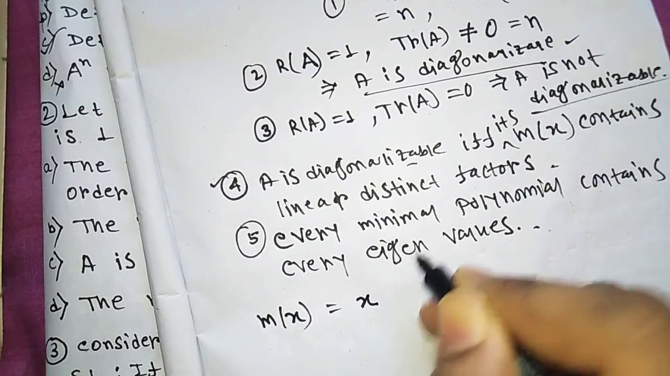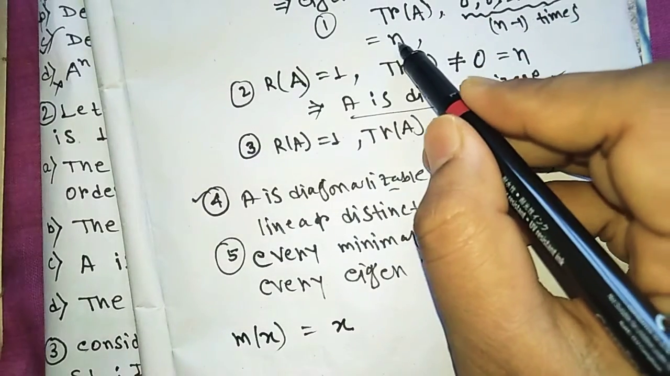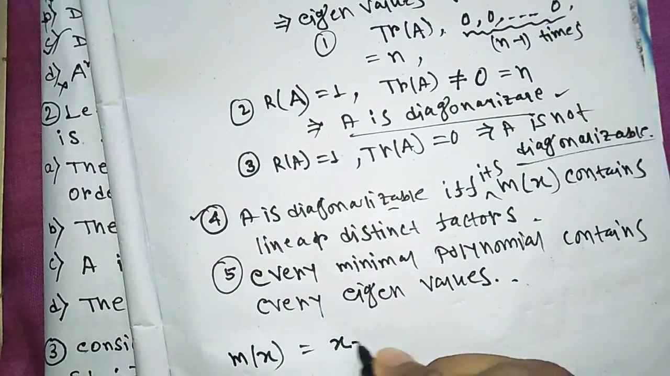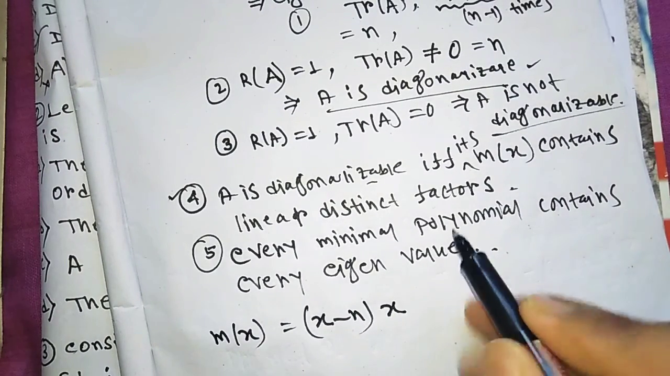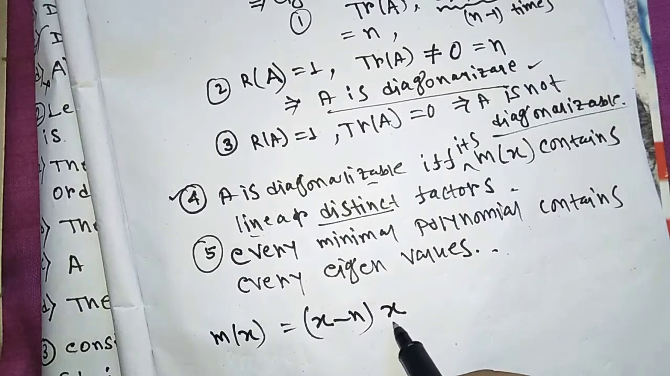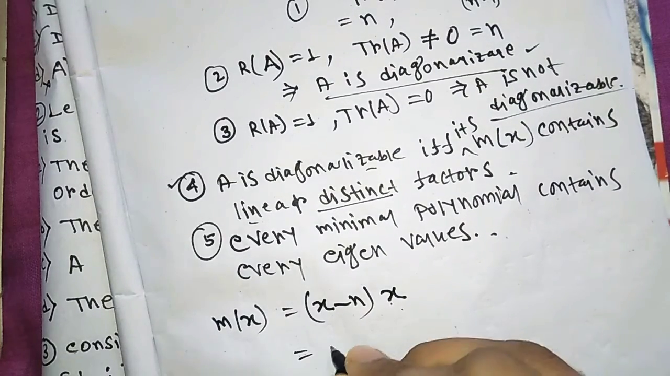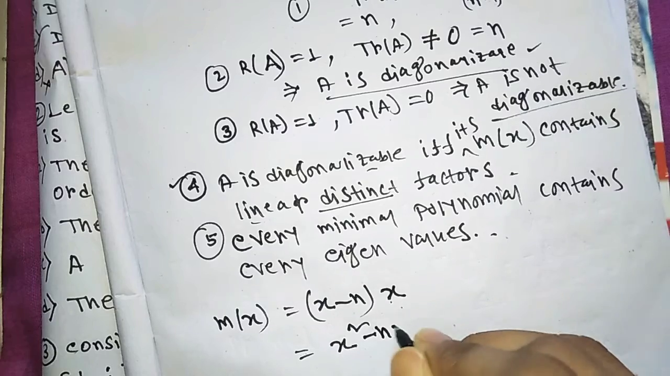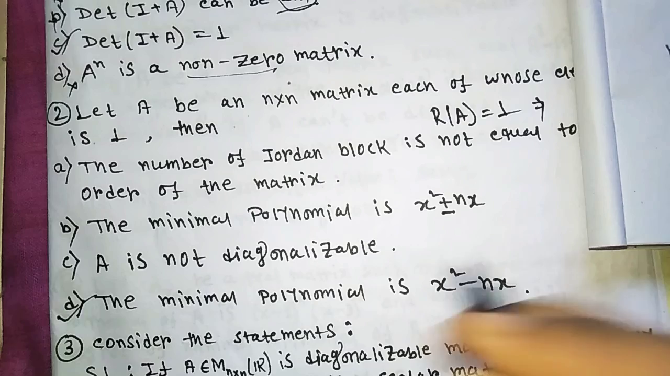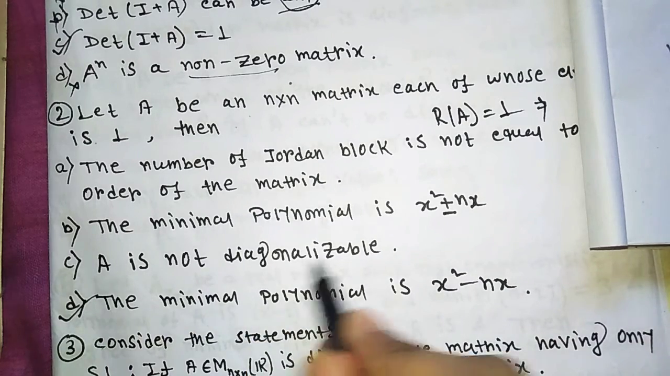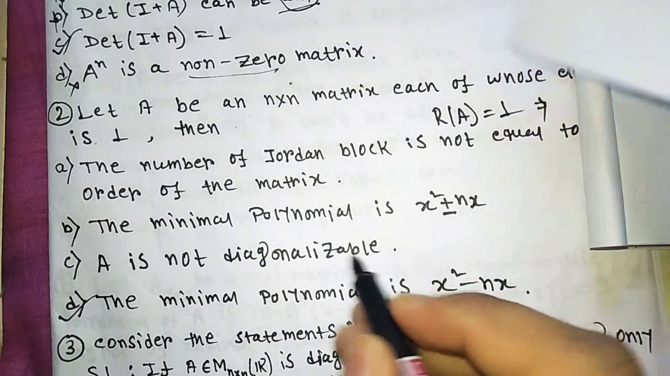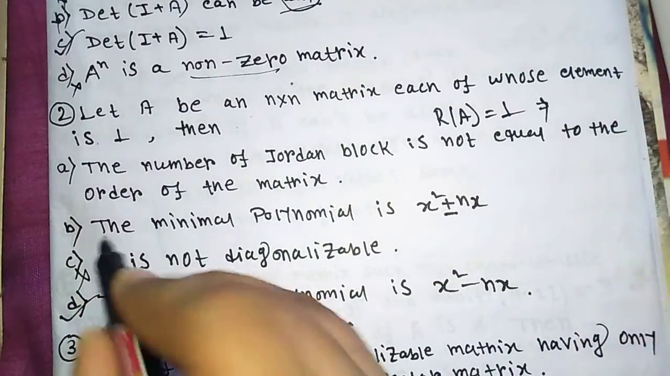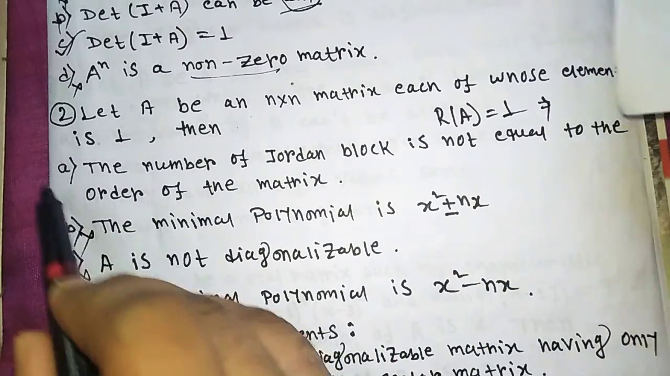If I take the eigenvalues here, since the eigenvalues of A are n and the remaining are 0, x minus n is one factor and another factor is x. Since these are linear distinct factors, this minimal polynomial is x squared minus nx. Hence option D is true. Option C is not true because this matrix has non-zero trace and rank 1, so it is always diagonalizable, so option C is false. Option B is also false, and option A is a very good result.